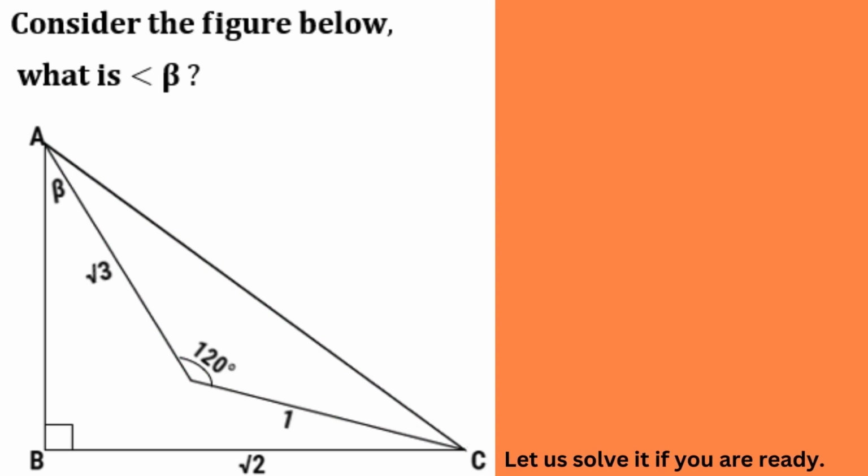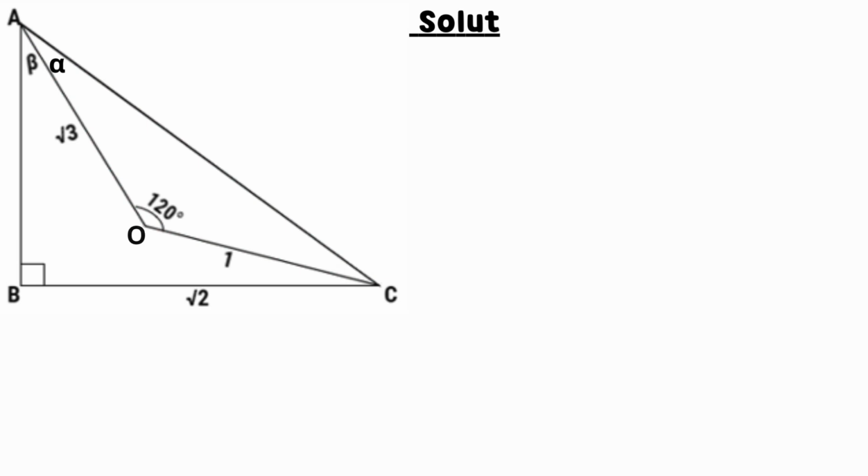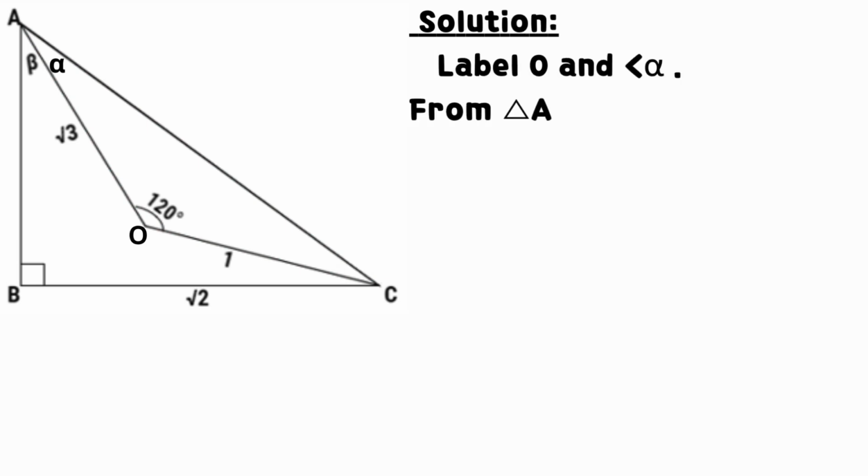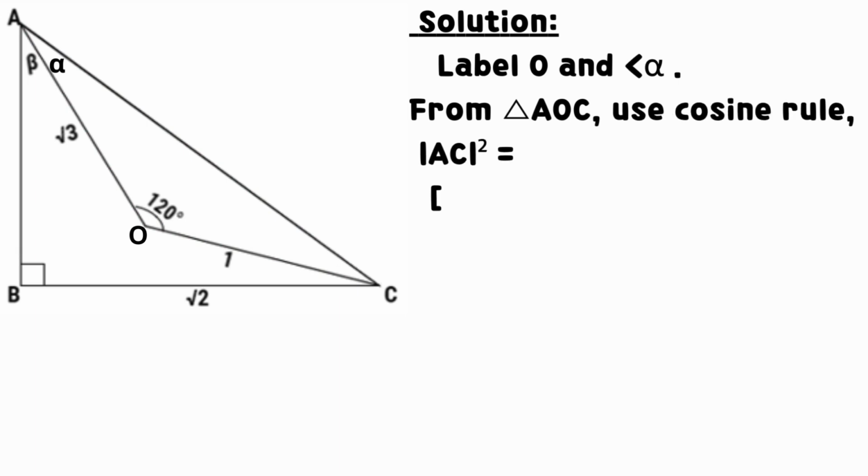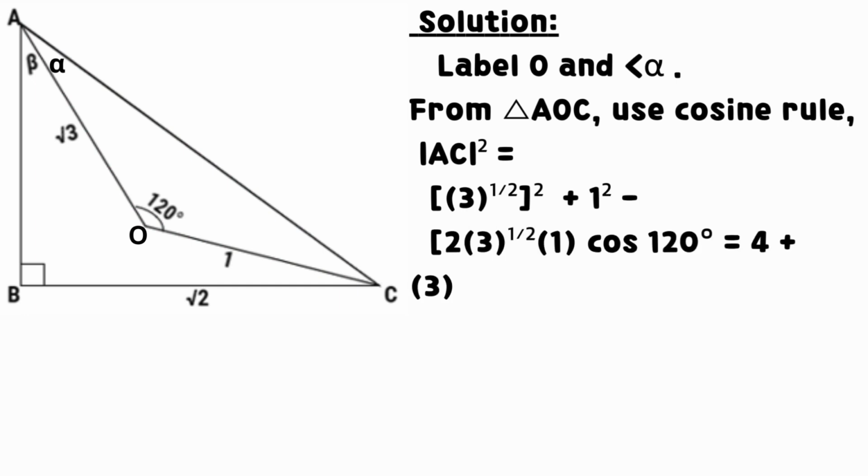Required to find the value of angle beta. Label O and angle alpha. From triangle AOC, use cosine rule and substitute values. We have that the square of line AC equals the sum of 4 and the square root of 3.